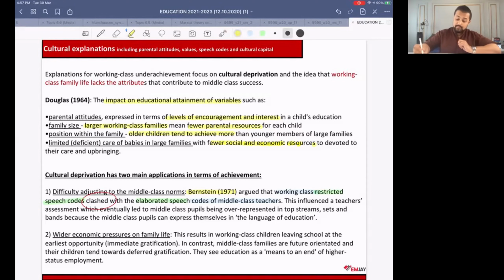So, wider economic pressures on family life result in working class children leaving school at the earliest opportunity, immediate gratification. In contrast, middle class families are future oriented, and we could bring in the term deferred gratification, what's written over here. Deferred is delayed, right? So, you all are studying today. Inshallah, once done with IELTS, you join your university.